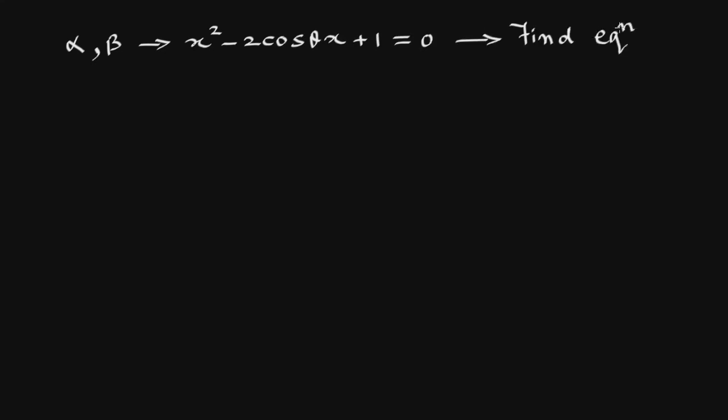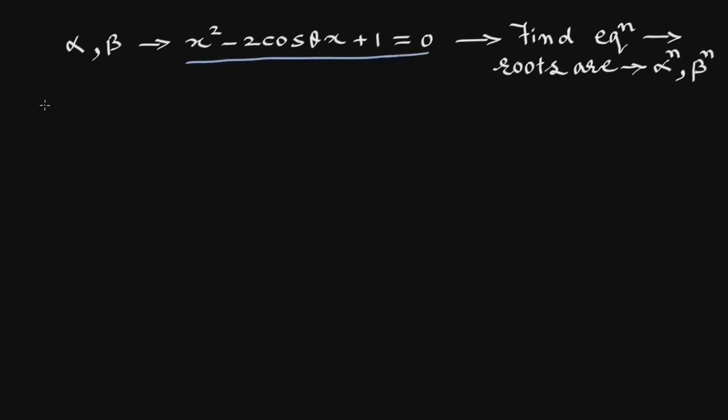Now the problem goes like this. If alpha and beta are the roots of the quadratic equation x square minus 2 cos theta x plus 1 equals 0, then we have to find the equation whose roots are alpha raised to n and beta raised to n. In the given quadratic equation, we have a equals coefficient of x square, which is 1, b equals coefficient of x, minus 2 cos theta, and c equals the constant term 1.